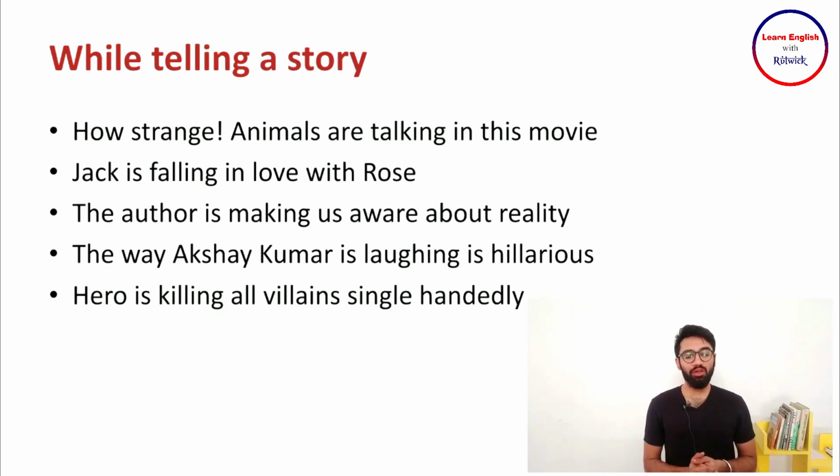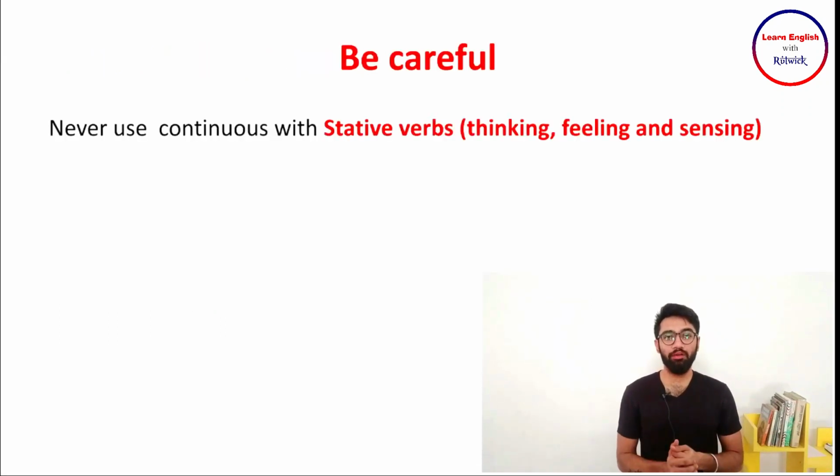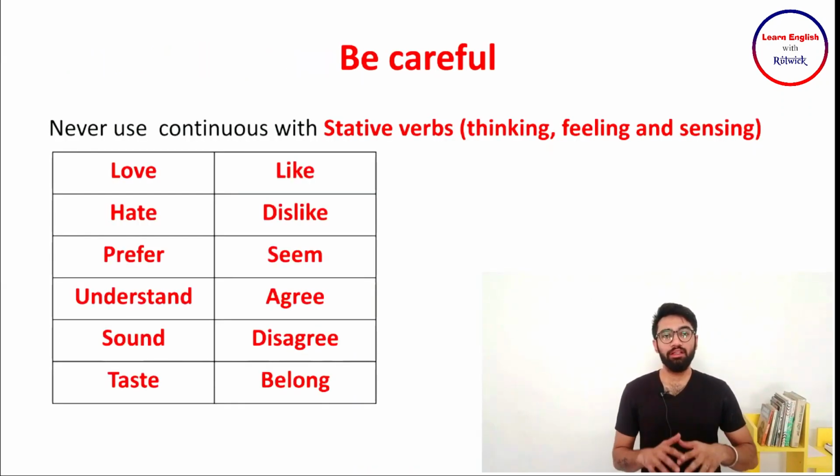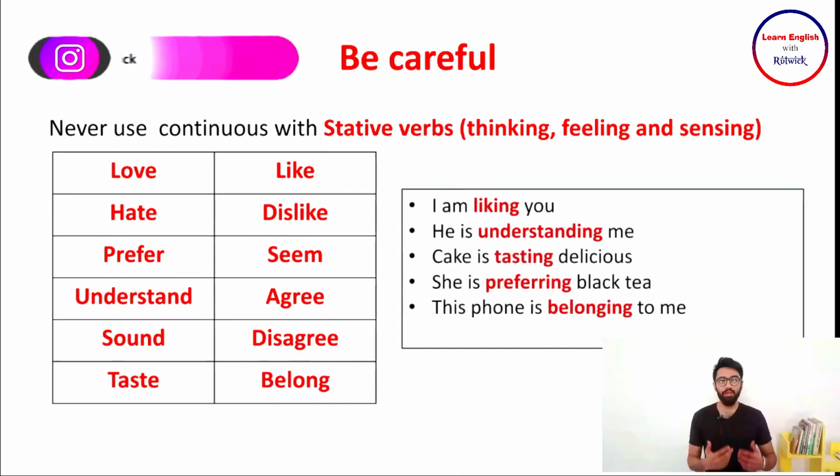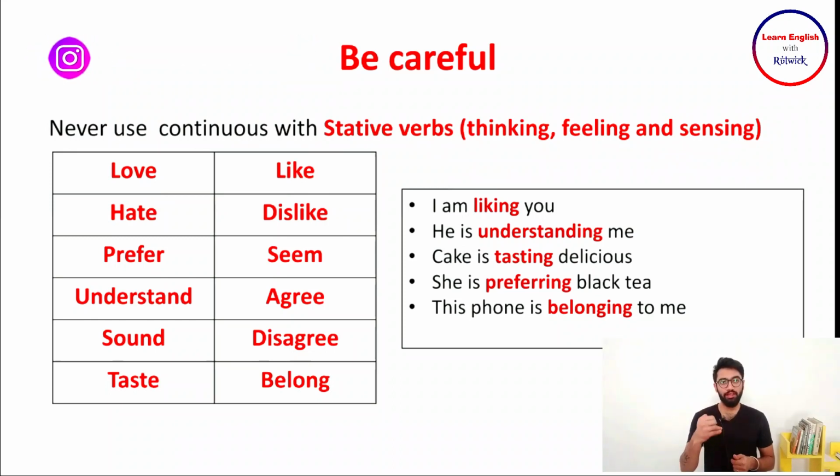So I hope that you are clear with all the categories and you have understood the sentence very well. Here comes something very important which we need to take care of. Now there are certain verbs which do not take ing form and we call it the stative verbs. These are the verbs which help us talk about thinking, feeling and sensing. For an example, I have listed a few here. Love, hate, prefer, like, dislike, sound, taste, agree, disagree and so on. So here are a few examples which I have listed which tell us about the incorrect usage of present continuous tense, which you can see right here.